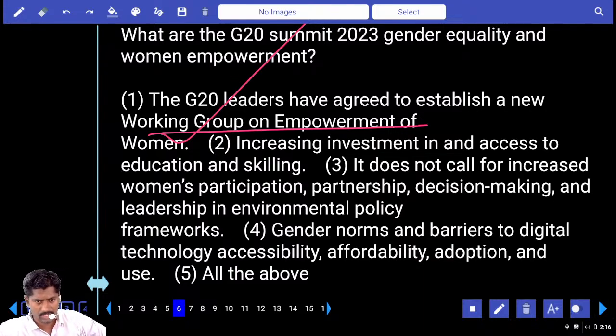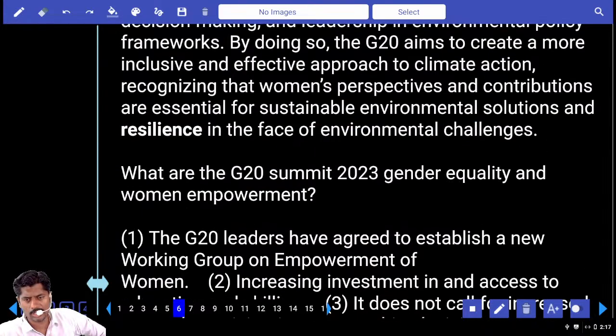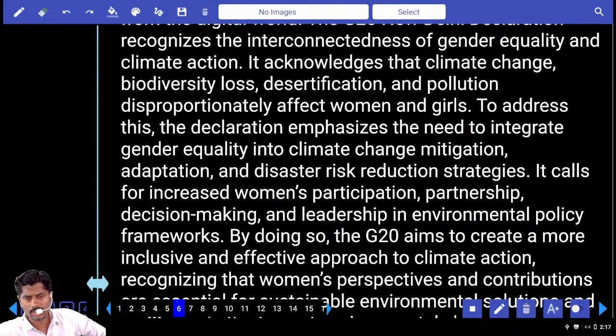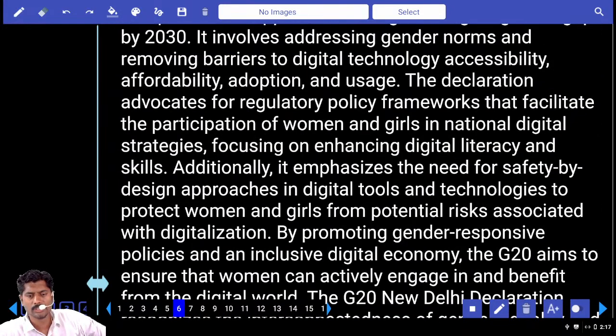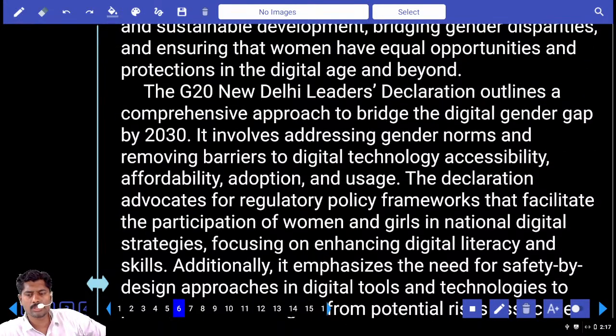Yes. Ade kada. What are the summit equality and gender equality, women empowerment? Increasing investment and access to education and skilling. Akkada mention cheyale, G20 lo mention cheyale. It does not call for increase, may be mentioned. Gender norms and barriers to digital technology accessibility. Do we have 1, 3, 4? ఎందుకంటే సెకండ్ వన్ అయితే అయ్యే ఛాన్స్ లేదు. అక్కడ G20లో మెన్షన్ చేయలేదు. వేర్ ఇస్ డిడ్ ఐ మెన్షన్ ఇన్వెస్ట్మెంట్ అండ్ యాక్సెస్ టు ఎడ్యుకేషన్? షో మీ ఇన్వెస్ట్మెంట్.